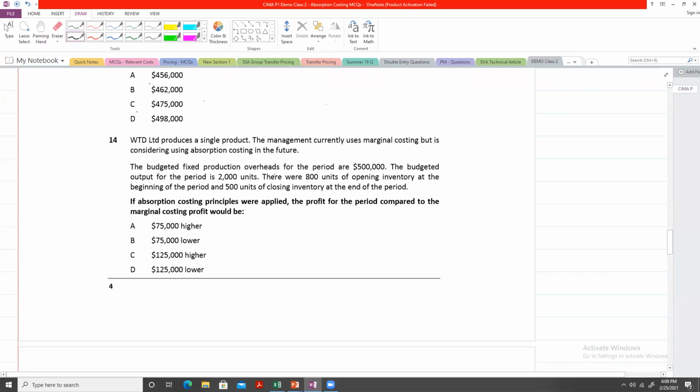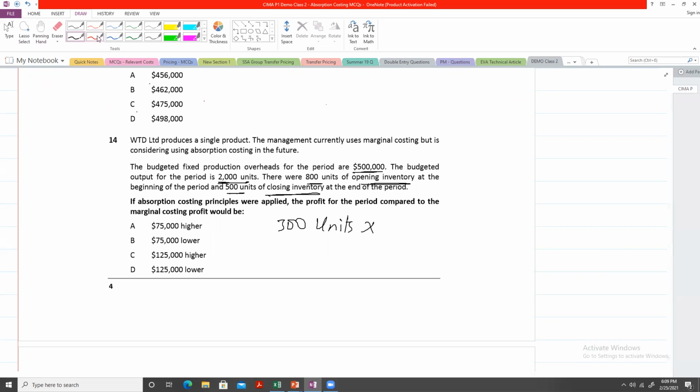The budgeted fixed production overhead for the period is given, and we are also given the budgeted output. This means that we can calculate the overhead absorption rate, OAR. There were 800 units at the beginning of the period, but only 300 were left at the end of the period. So the inventory level declined by 300 units. Just multiply this by the overhead absorption rate.